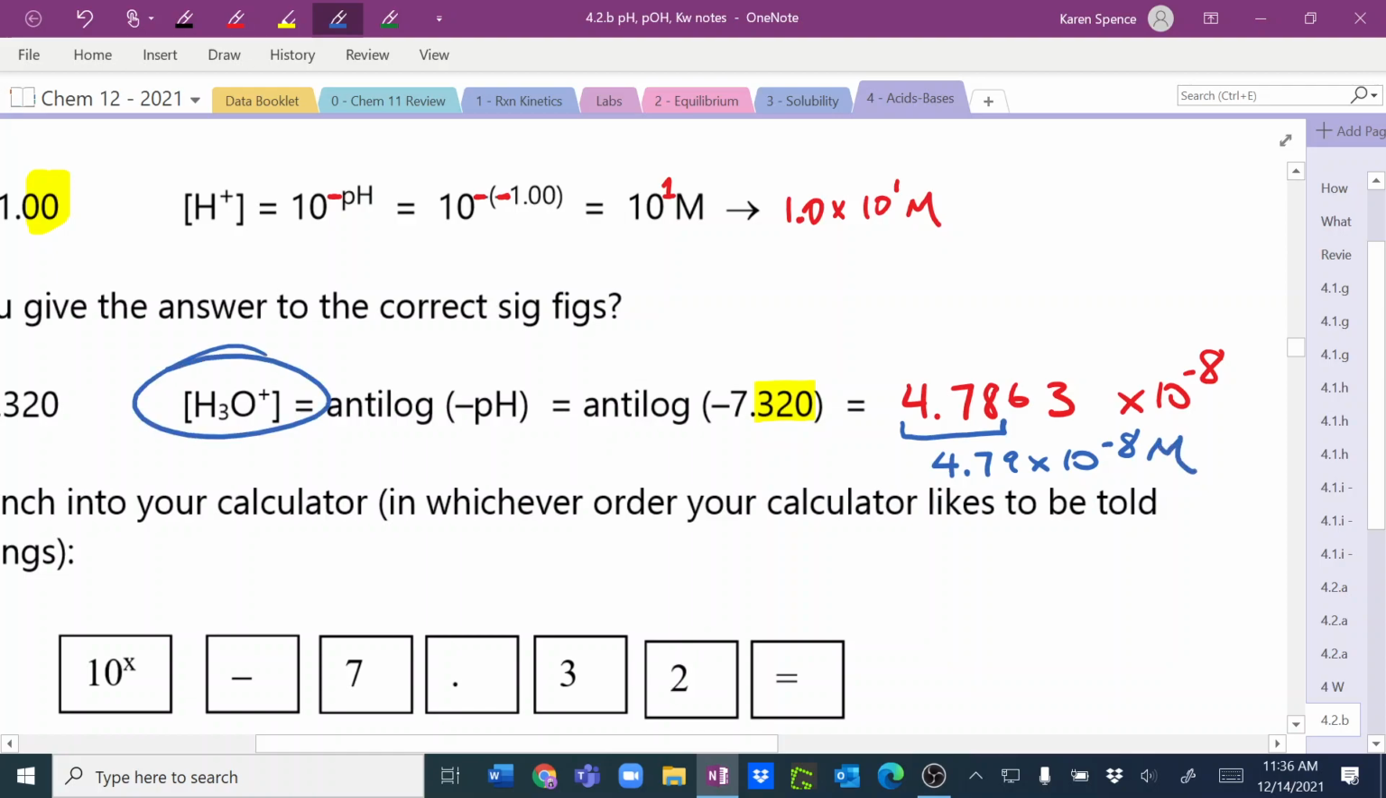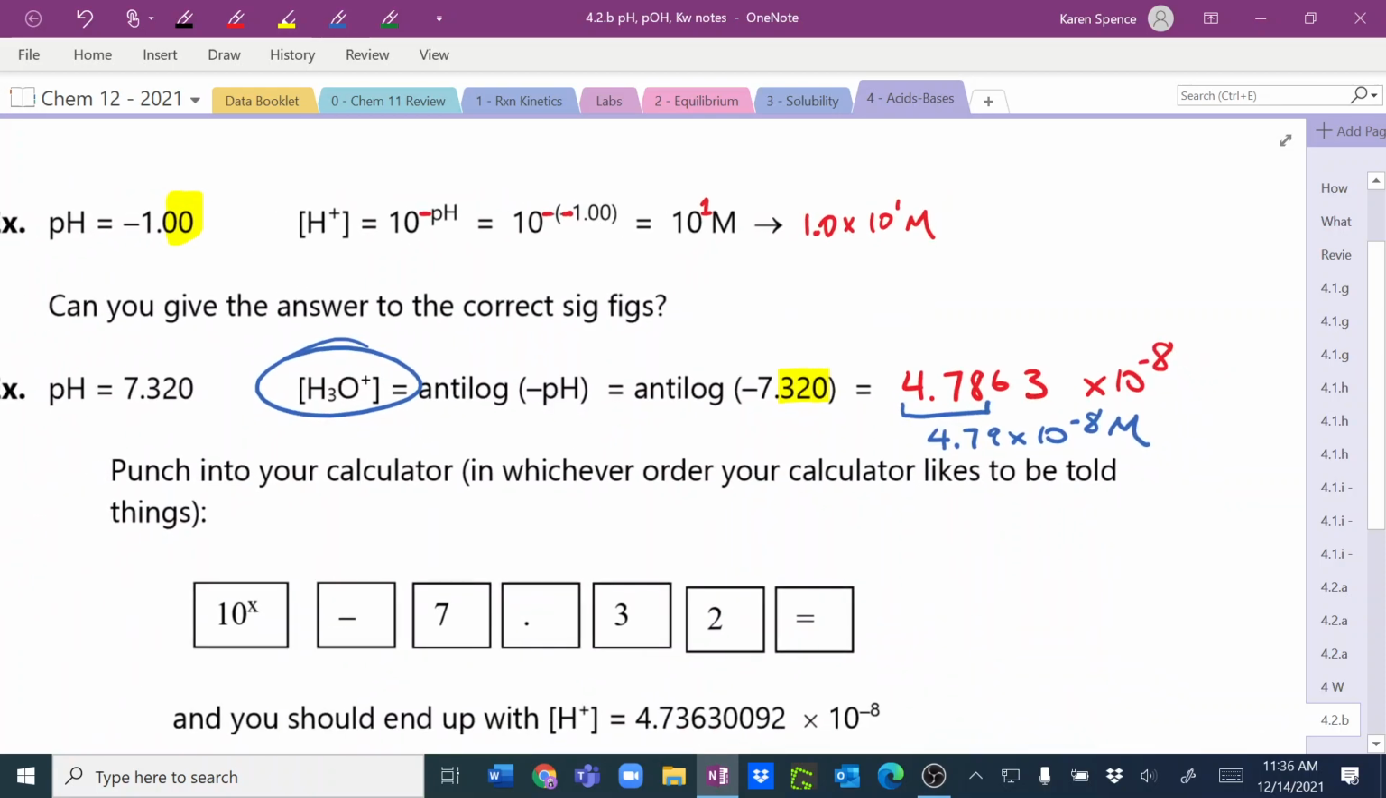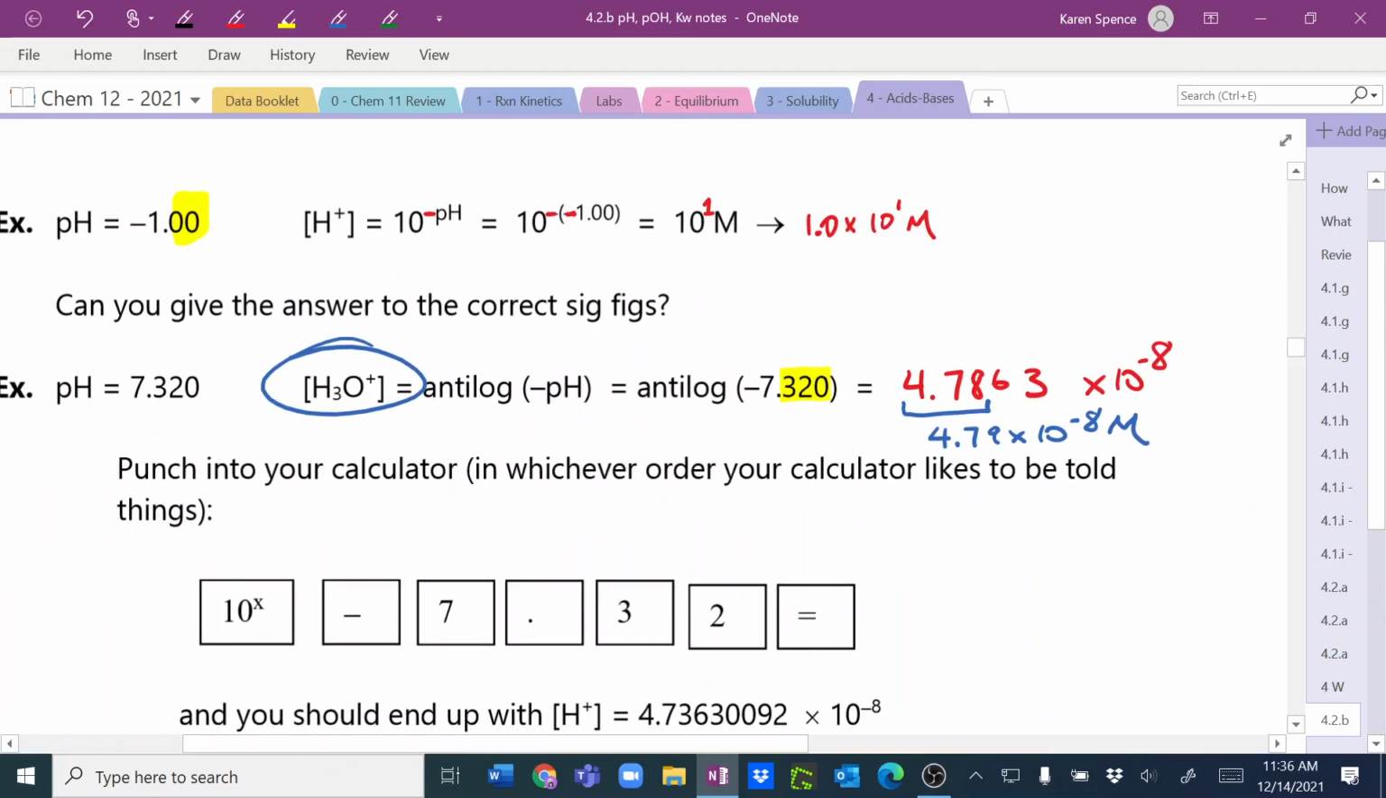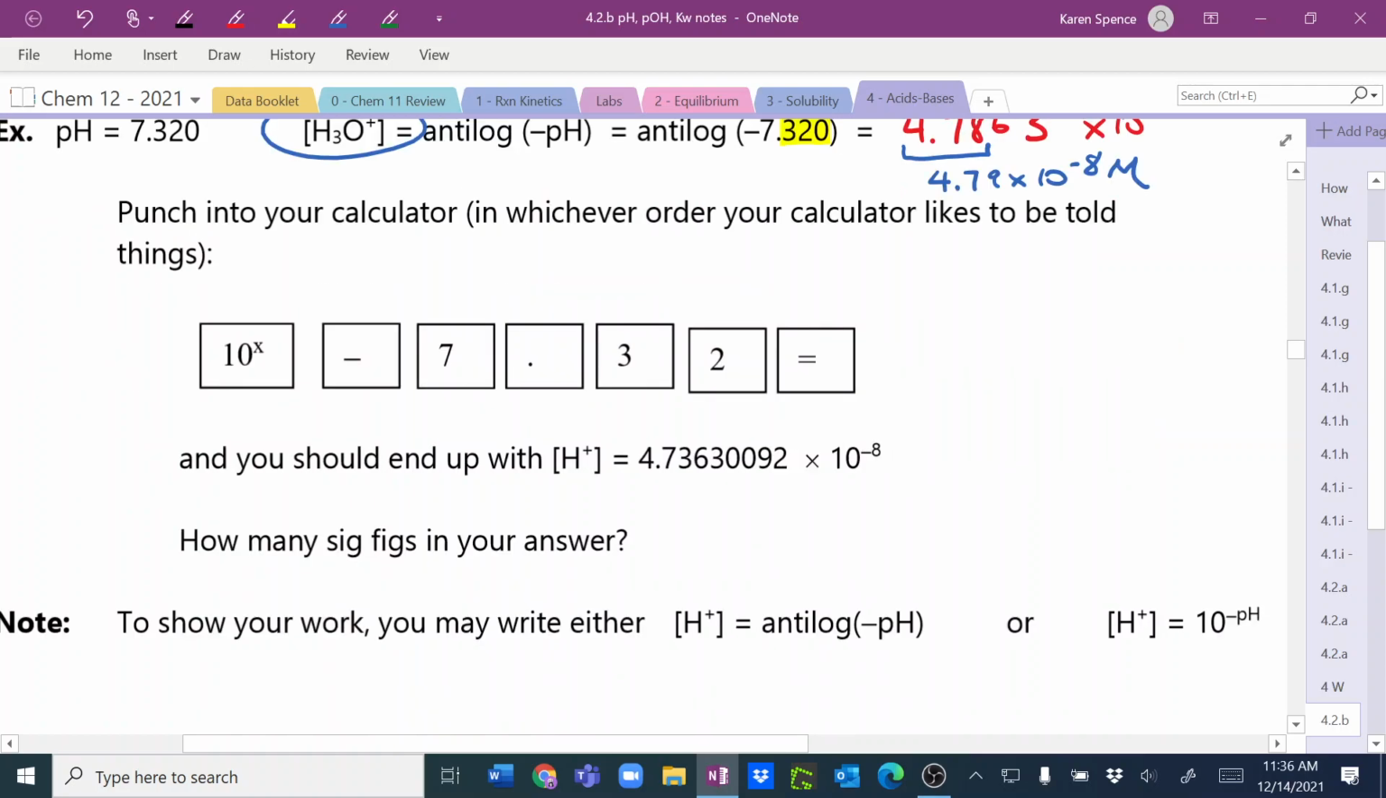Molar. Okay, so always go back to the beginning of your question and say, what am I actually looking for, right? Because sometimes those molars sneak up on us. All right, so that's basically it.